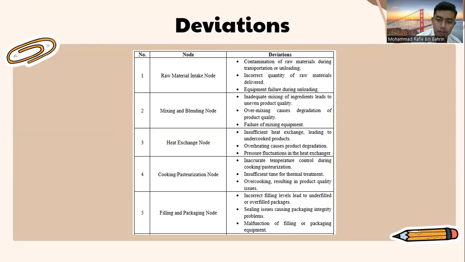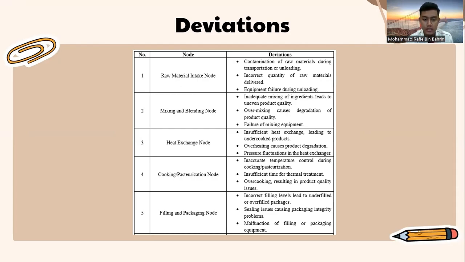And there are a few deviations for each node. For the first one, raw material intake node, the deviations are contamination of raw materials during transportation or unloading, incorrect quantity of raw material delivered, and equipment failure during unloading. For mixing and blending node, the deviations are inadequate mixing of ingredients leading to uneven product quality, overmixing causing degradation of product quality, and failure of mixing equipment.